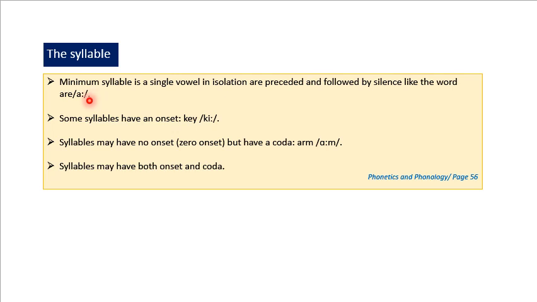As we can see here, there are no consonants before or after the vowel, which we call the peak in the analysis. So when we have a word that has only the nucleus or the center and has no consonants before or after, we call this kind of syllable the minimum syllable, which is a single vowel in isolation.